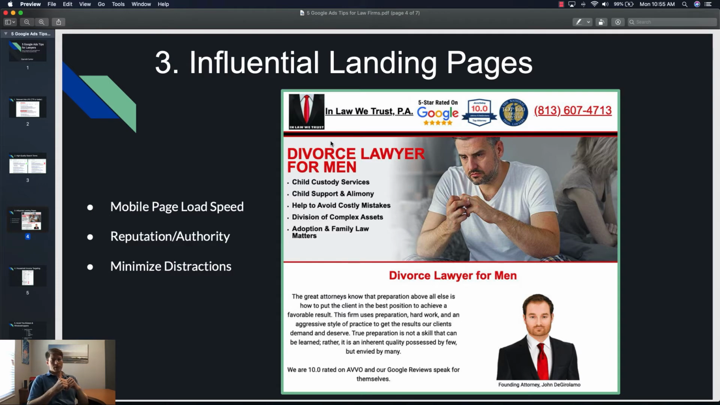Otherwise, people are going to click and they won't wait for your landing page to load. Whenever they click, Google charges you. Then they don't even see the message or see your landing page at all, and then they leave and go make another search and find something that's going to load quicker for them. So that's what I mean there.